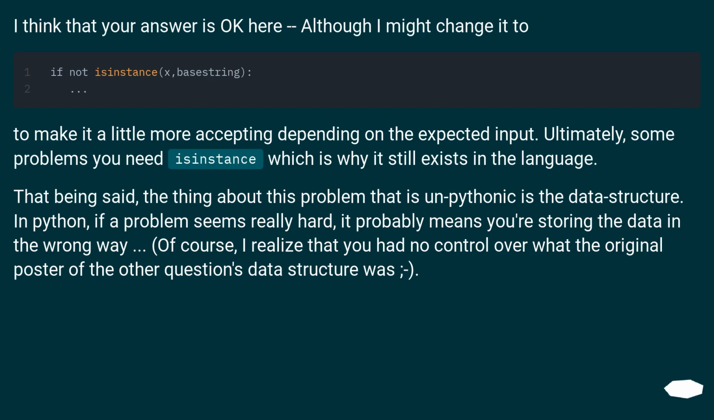That being said, the thing about this problem that is unPythonic is the data structure. In Python, if a problem seems really hard, it probably means you're storing the data in the wrong way. Of course, I realize that you had no control over what the original poster of the other question's data structure was. Smile.